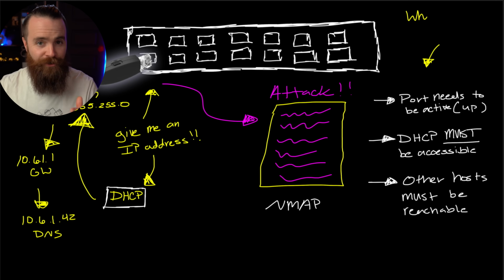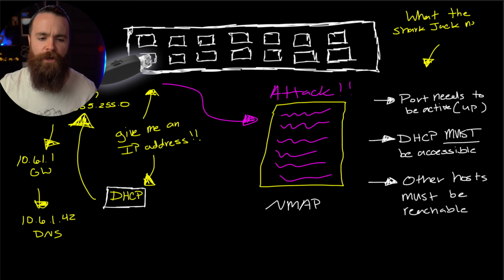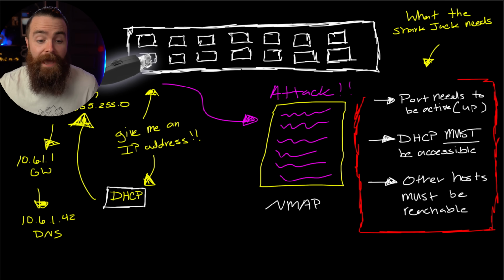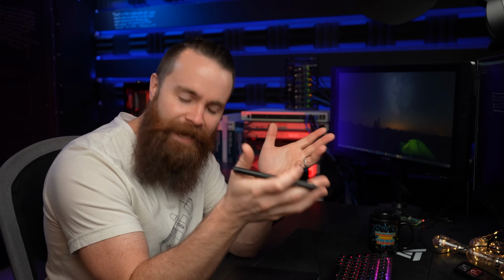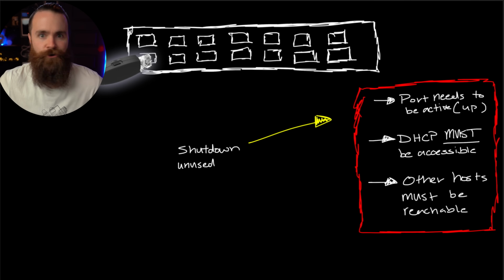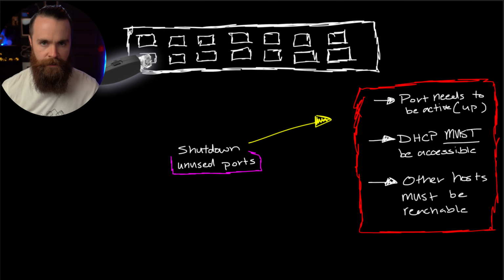So knowing that this is what the Shark Jack needs to perform an attack, what do you say we mess that up? What do you say we take away a few of these things by adding some security? One of the first and probably most obvious things we can do is shut down the ports that we aren't using. Yes, because the Shark Jack does need the port to be up. Shut it down. Every port that you're not using, shut.